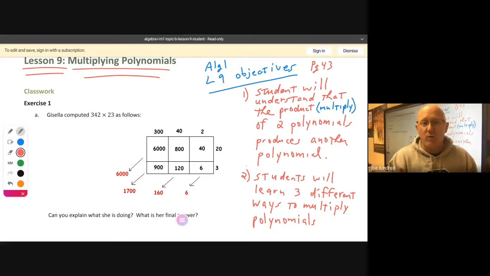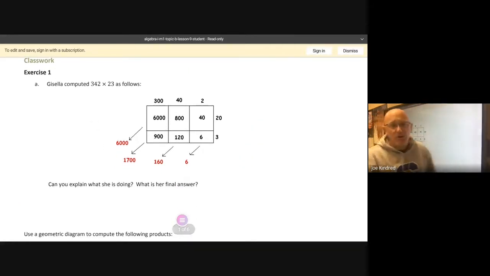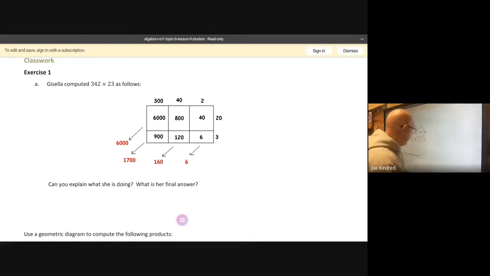Okay, so I want to start with recognizing that now we're shifting from adding and subtracting polynomials to multiplying polynomials. And so here we go. On page 43, they show you this diagram, and it says that this person's computed 342 times 23, and they've used this sort of box diagram with the arrows, and it asks the question, can you explain what she is doing? And what is her final answer? Well, let's take a look at what they're doing.